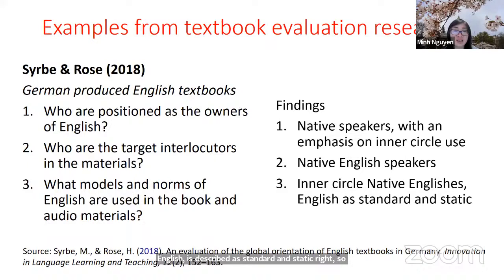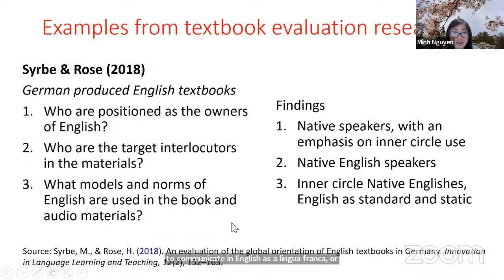Okay, so if textbooks overlook variations in English use, and legitimize or are biased in favor of native speakers and native-speakerism, then they can't adequately prepare our students to communicate in English as a lingua franca or English as an international language context. It's very unfortunate, right?